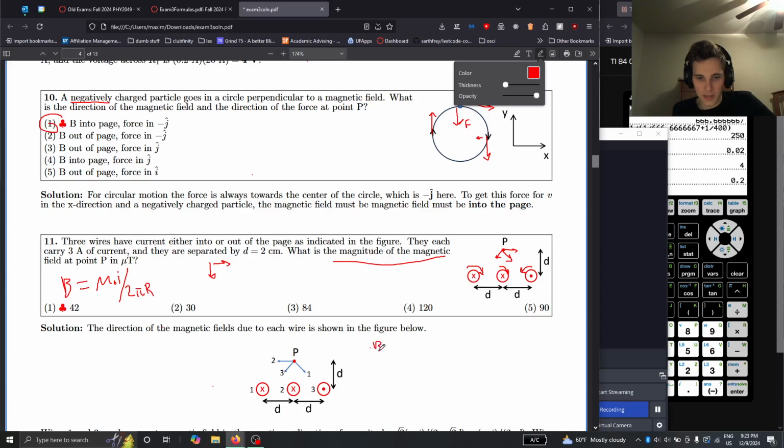So Bx is going to be equal to mu naught over 2 pi. Each wire carries 3 amps, so multiply by 3. And this one is going to be a distance of 2 away, so we'll just say 2 cm. Y is going to be a little more complicated. We'll solve for one of them, and then we'll multiply by 2, because again, they're each going in the same direction. But obviously, we go mu naught 3 divided by 2 pi, just like we did up there. Then we'll multiply by 2.